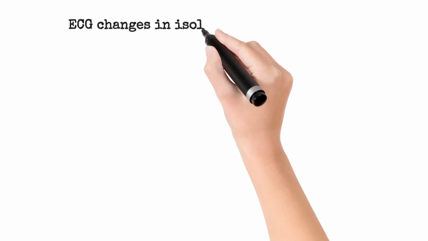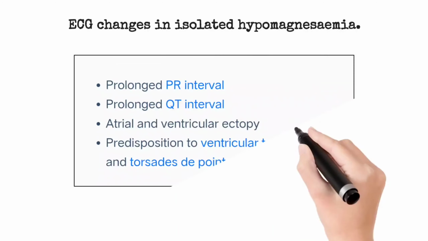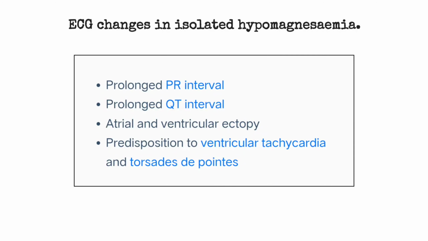Now, in ECG changes in isolated hypomagnesemia, we see that prolonged PR interval, prolonged QT interval, atrial and ventricular ectopy, predisposition to ventricular tachycardia, and torsades de pointes are seen.